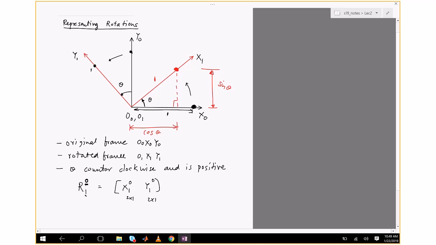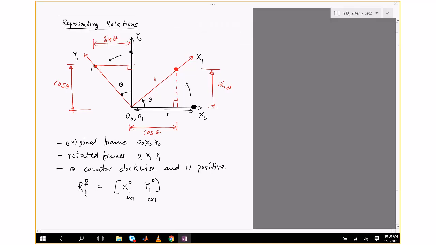Similarly, I'll draw perpendiculars from this point to the axis y, and similar to that, I can write the distance or the position of y1 with respect to frame 0 as sine theta, cos theta.